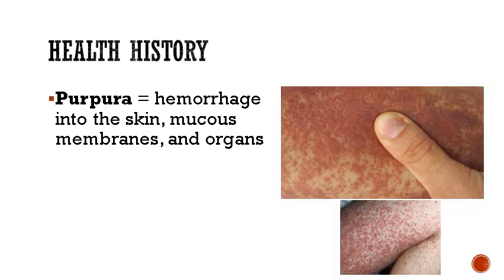Purpura is something else we're looking for: hemorrhage into the skin, mucous membranes, and organs. If we look at these illustrations here, it's not really bruising, but it's also caused by hemorrhage, and we classify it as purpura, and it looks different. So when you're looking at these illustrations, think about how this looks different than a bruise. This is classified as purpura.